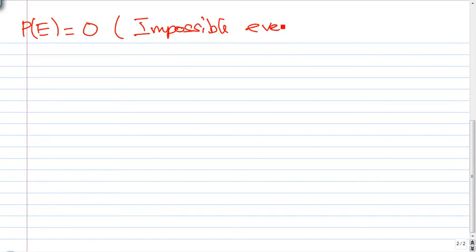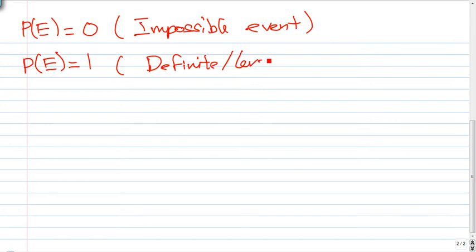Now, certain properties of probabilities. If you say that P(E), the probability of event E, is equal to 0, it means that this is an impossible event. Next, if the probability of event E occurring is equal to 1, it is a definite or certain event. It's bound to happen for sure.